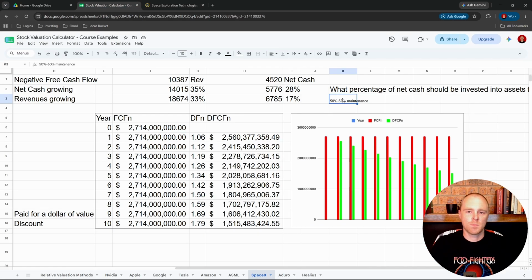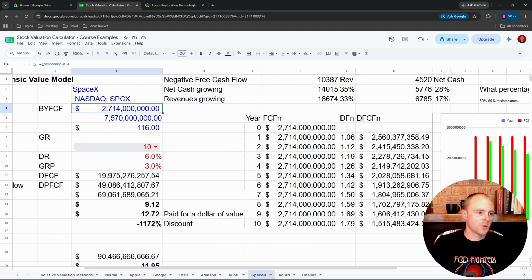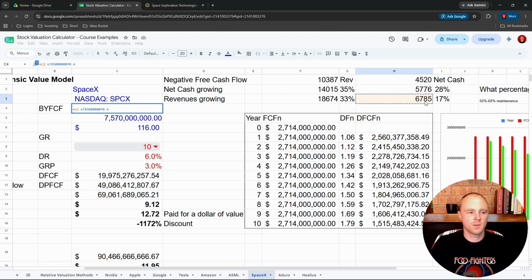Roughly, most really competitive and newer businesses can usually get around 50 to 60% on maintenance costs out of that split. So I want to try and keep that for our starting point. I've gone and grabbed our 6785, which is this number here.